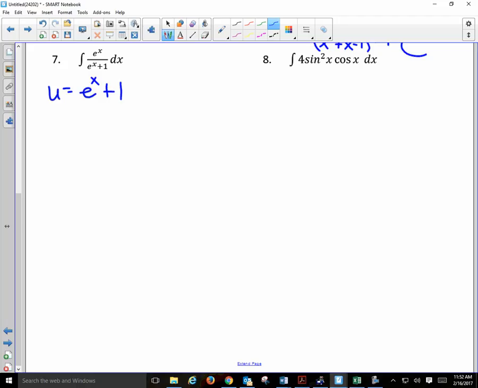Well, pardon my statement there. There are times where it could work out, but in this situation, e to the x plus 1 is definitely the correct choice. du is equal to e to the x dx. I have an e to the x dx sitting right there. So I now have an integral of du over u, or u to the negative 1, or 1 over u, as I'll write it.